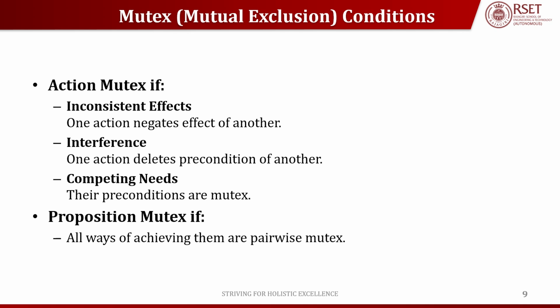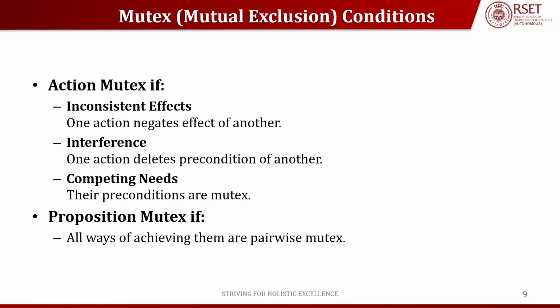So I will explain these inconsistent effects, interference, and competing needs with a simple layman example. For inconsistent effects, consider two actions, action A and action B. Action A is turning on the light and action B is turning off the light. If you try to do both at the same time, it will not happen, right? They contradict each other. So these two actions are mutex, or mutually exclusive.